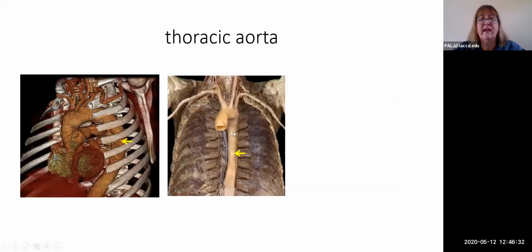After the arch, the aorta is going to descend for the rest of its pathway, but using the word descending aorta is not a good choice. And so I need you to use the word thoracic aorta if we are in the thorax. And then when we're in the abdomen, we're going to use the word abdominal aorta. Otherwise, nobody has a clue where you are along the 3-foot pathway.